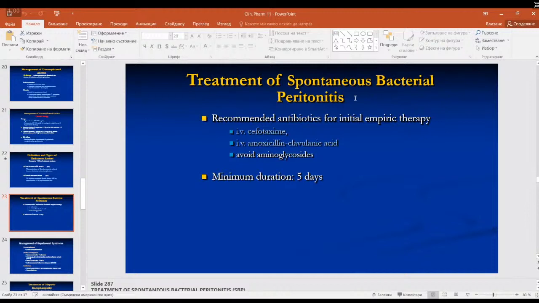If spontaneous bacterial peritonitis happens, the treatment is of course by using antibiotics. Usually this is cephalosporin antibiotics or other beta-lactam antibiotics like cefotaxime; amoxicillin with clavulanic acid is another option. Usually the treatment lasts 7 to 10 days.